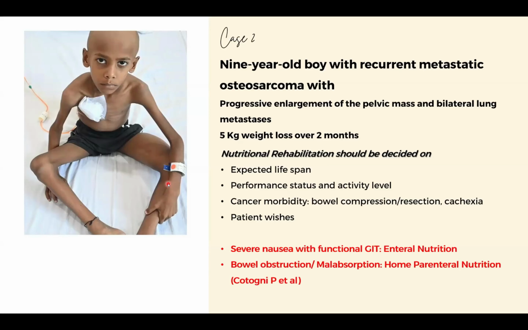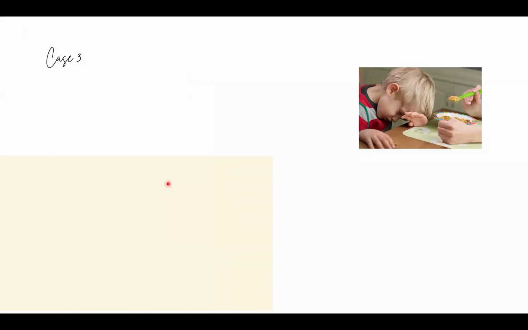So with severe nausea but a functional gut, we can always try enteral nutrition. With bowel obstruction or malabsorption, the ideal setting should be home parenteral nutrition, which we don't have in Sri Lanka. So the risk of dying from malnutrition versus that from cancer progression should be evaluated. If the risk of dying from malnutrition is more than that from the cancer progression, we always have to manage with regard to nutritional evaluation and rehabilitation as well.